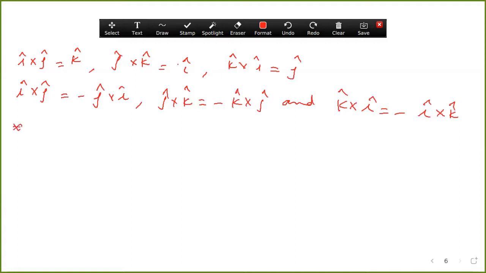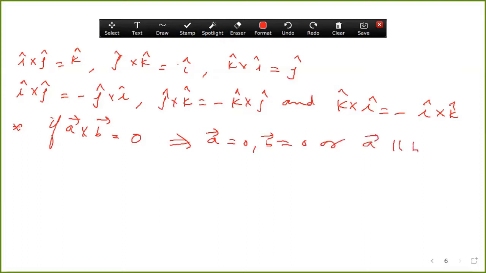Next one, if A cross B, it means cross product, is 0, what does this imply? You must know either A is the 0 vector, or B is the 0 vector, or A vector is parallel to B vector. Maybe any of these conditions will be there.